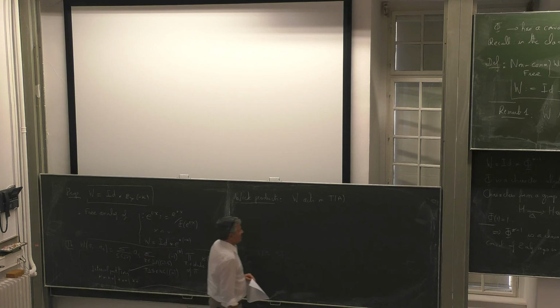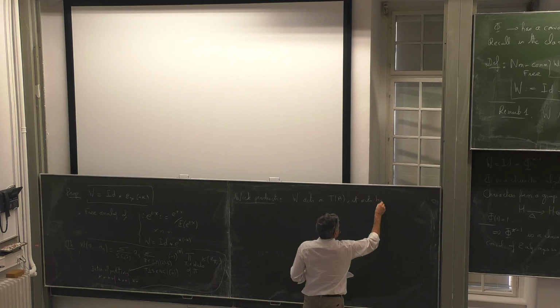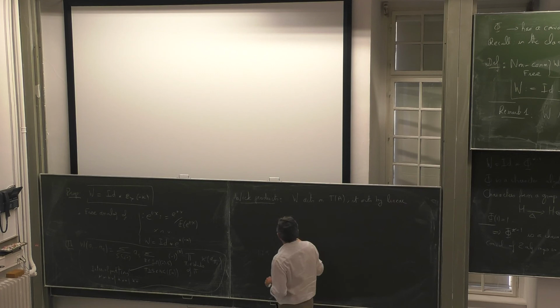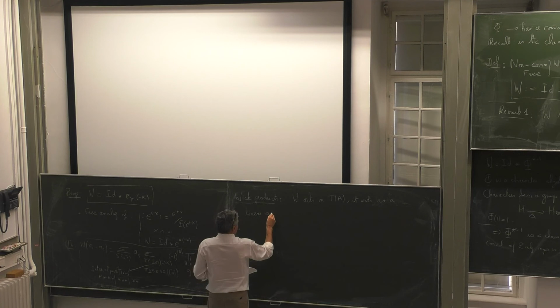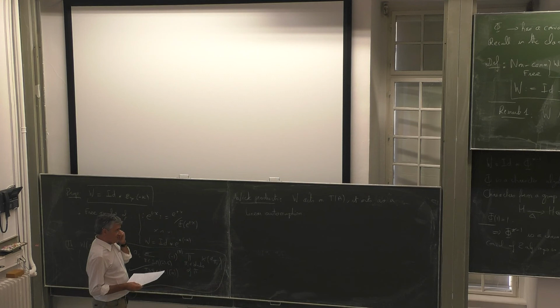And actually, it acts as a linear automorphism, as in the classical case. So we can use W, as we did in the classical case, to create new structures on T of A.